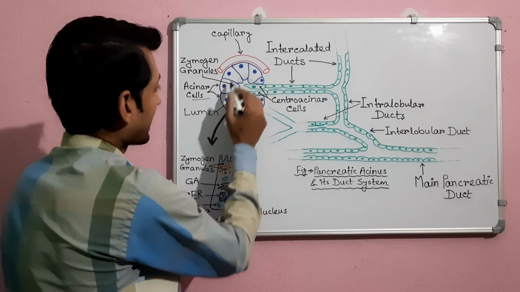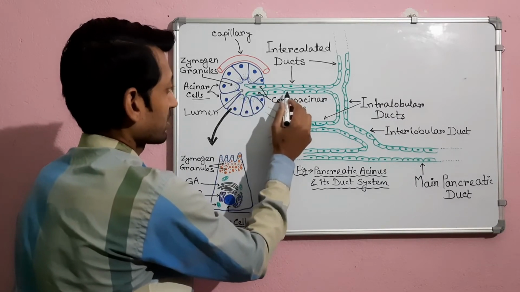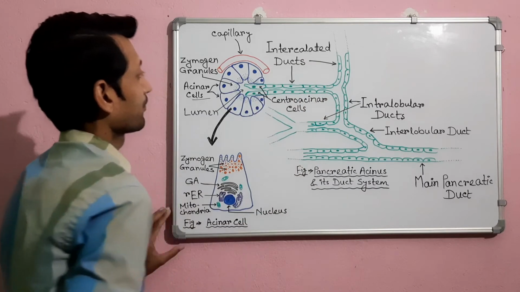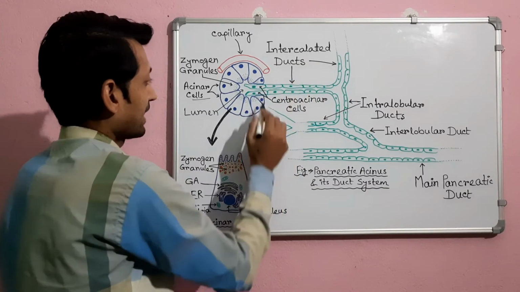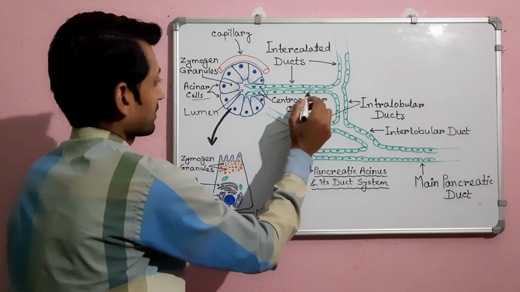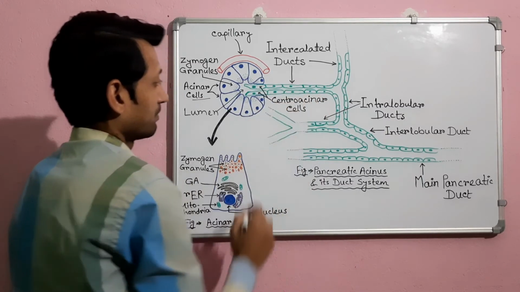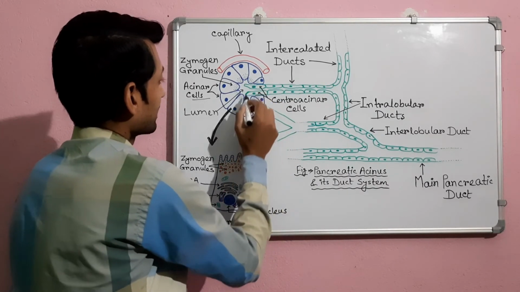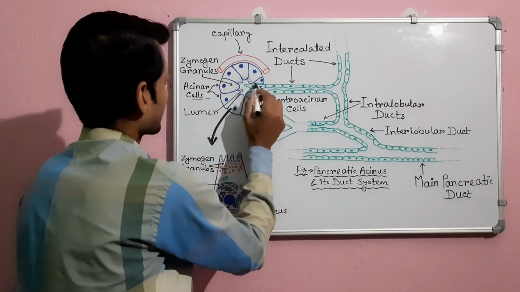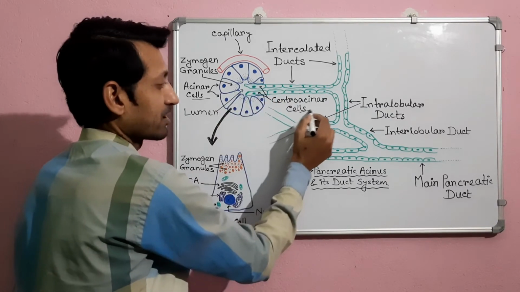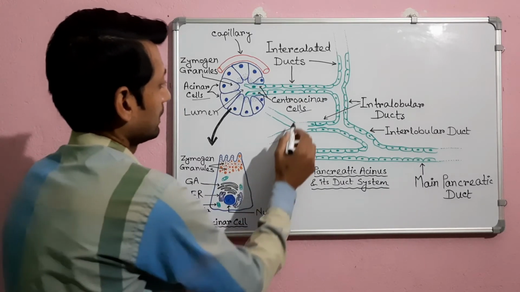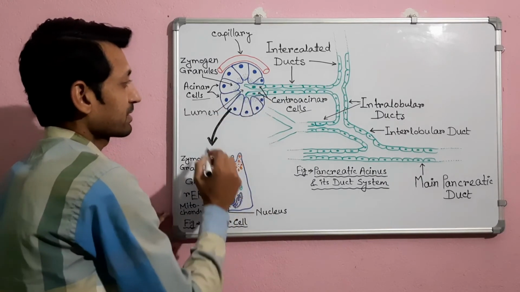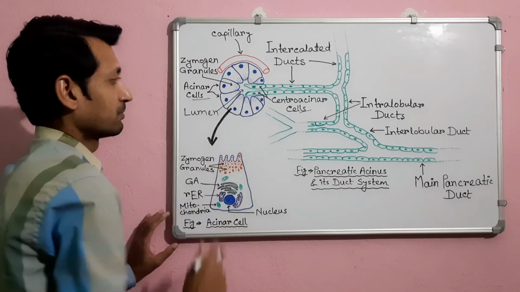Now, each acinus is drained by a short duct. This is known as the intercalated duct. This duct is lined by simple squamous or low cuboidal epithelium. The duct cells, which lie just near the acinar cells, are known as centroacinar cells. These cells have a centrally placed flattened nucleus and attenuated cytoplasm.